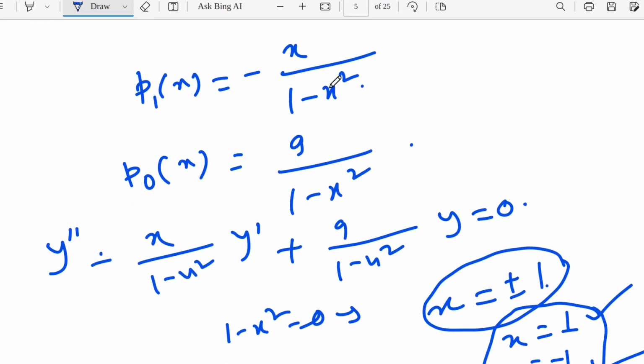Now by seeing these expressions, we can definitely tell which singular points we can have. 1 minus x squared will be 0, that means x equals plus minus 1. So two points can be regular singular points, one is x equals 1 and another one is x equals minus 1. Now we have to calculate for each case whether p1(x) has a pole of order 1 and p0(x) has a pole of order 2 at these two points.